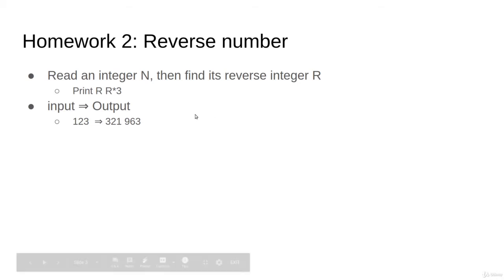Reversing a number. You will read an integer n, then find its reverse integer r. And then you will print r and r times 3. For example, if you read input 123, then you output the reverse, which is 321, and the reverse times 3, which is 963. You shouldn't do that using strings, if you know how to do that. You should do that using only integer operations.